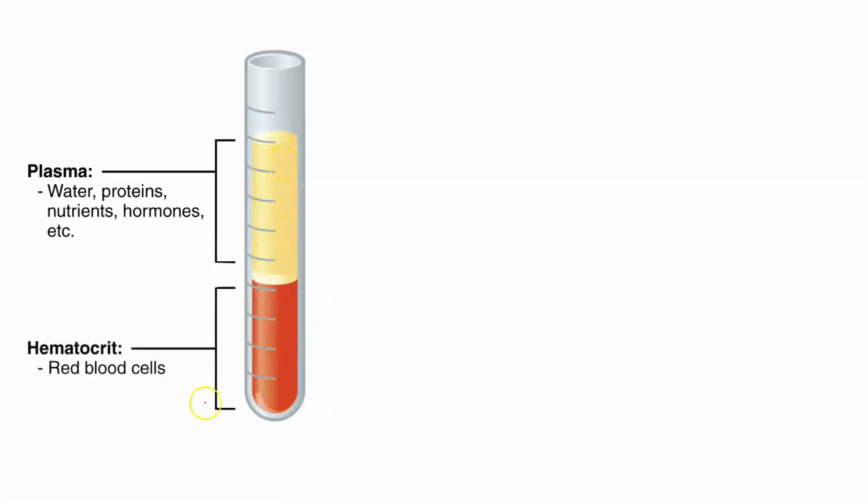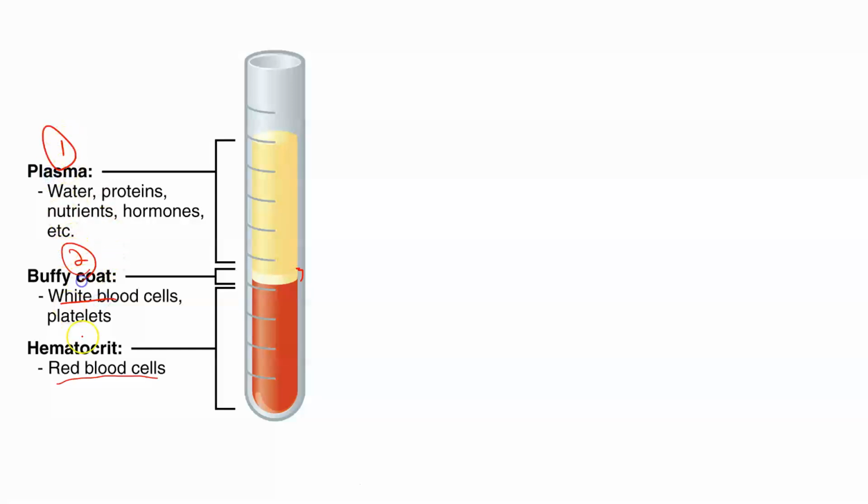Then there's also what's called the hematocrit down at the bottom. This is made out of red blood cells. And then there's this other last little part here, which is this white layer, which is called, kind of a funny name, the buffy coat. And that is where we would find the white blood cells. So 3 different parts to whole blood: the plasma, the white blood cells, and the red blood cells.